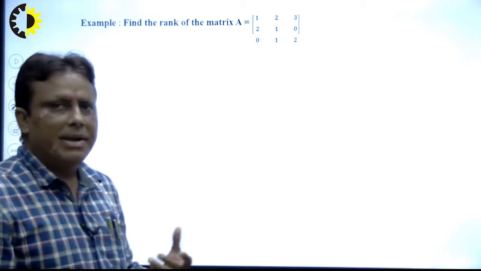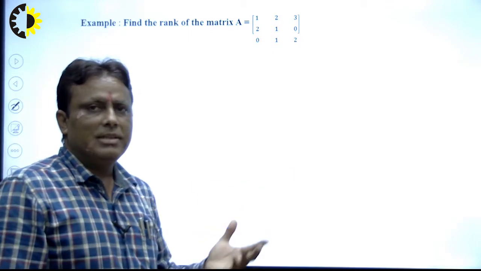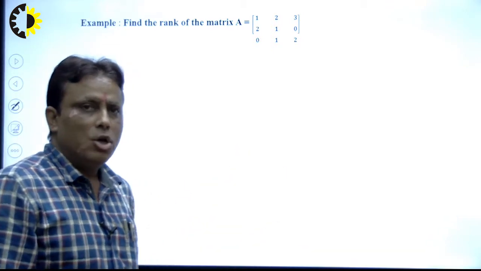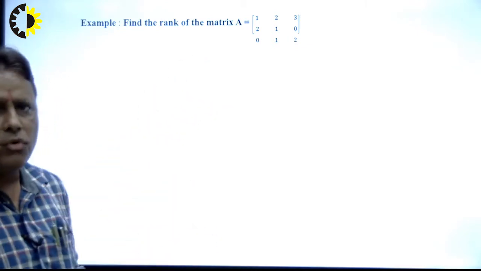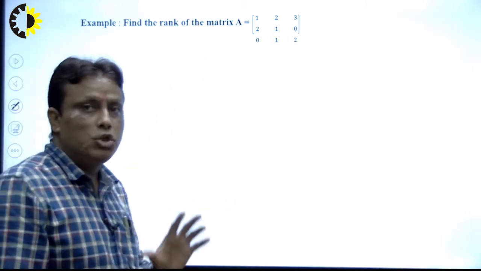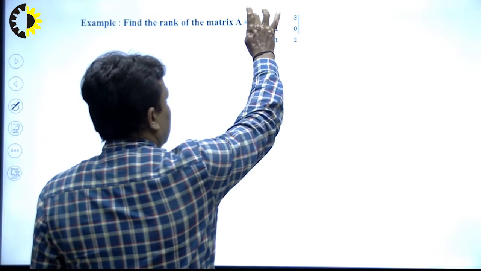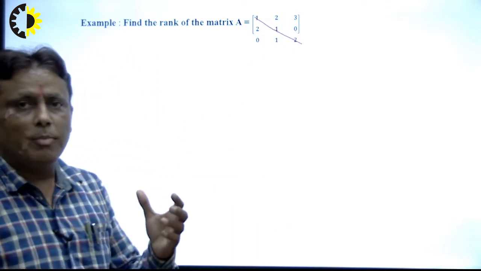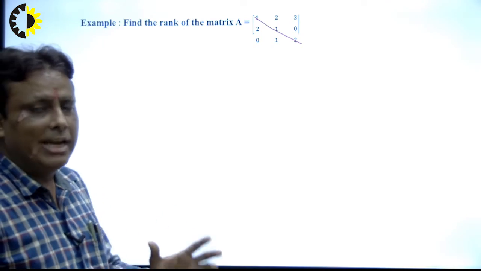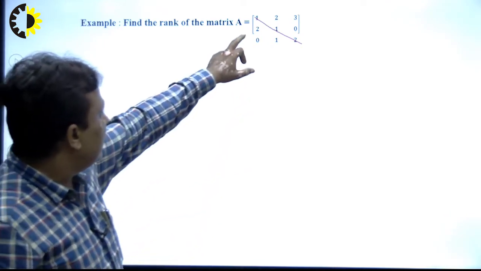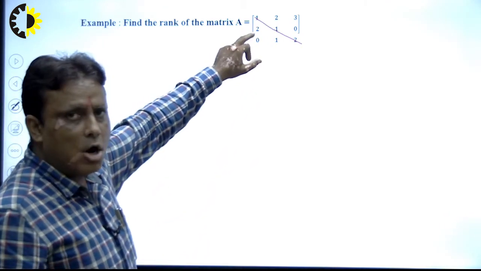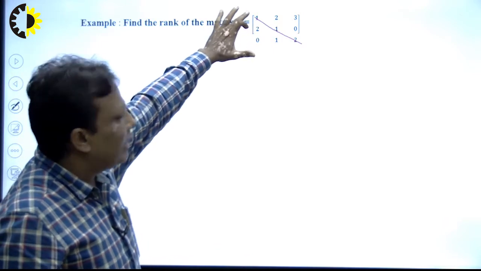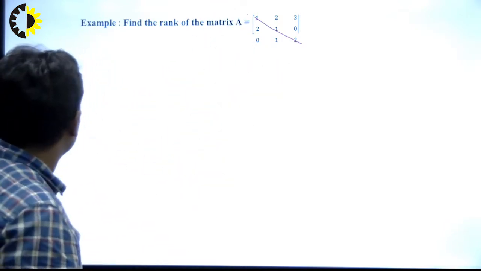Now the question is to find the rank of the matrix. I will explain this step by step. So this is a matrix. First of all, I want to calculate the UTM. That means for each diagonal element, all elements below it should be 0 by using elementary row transformation. So this element should be 0 here. How? R2 → R2 minus 2R1. We apply the operation.